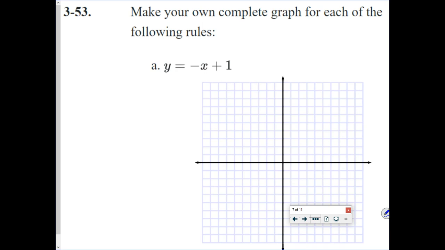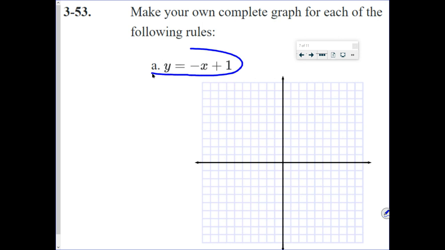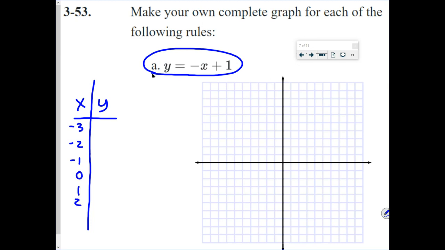So problem 53, what we're going to do is make a complete graph for each of the following rules, okay? So this is what you needed your graph paper for. And on your paper, if you could please write this equation, y equals -1 plus x, okay? Now, before you make your graph, I should not have put that graph on there because it's going to throw some things off. But I always start with the table, x and y. And if you remember, I asked you to go from -3 to +3. Now, if you wanted to go a little further, to -4 to +4, that is perfectly okay, all right? But I wanted to check, and that's the basics, -3 to +3. That's enough for me at that point. I'm good with that, okay?